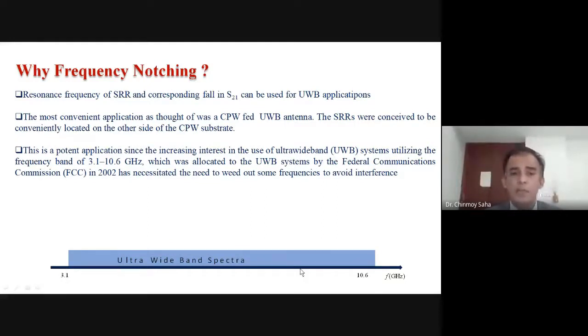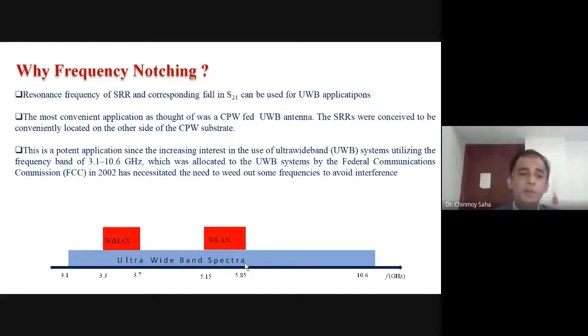We call it the ultra-wideband spectrum. Within this ultra-wideband spectrum, as I said, there are some narrowband services sitting. So these are the two examples. One is WiMAX, which occupies 400 megahertz from 3.3 to 3.7 gigahertz, as you can see over here.